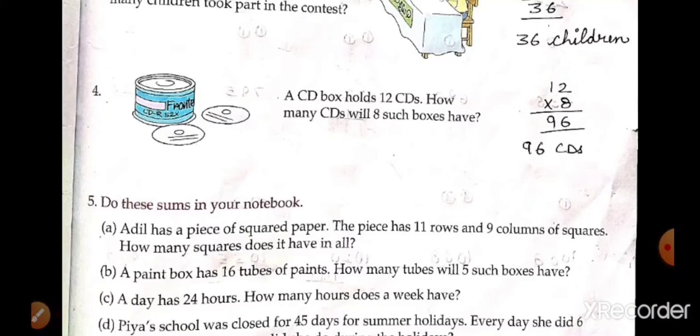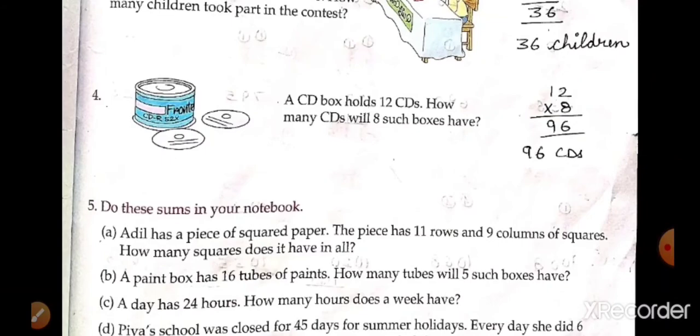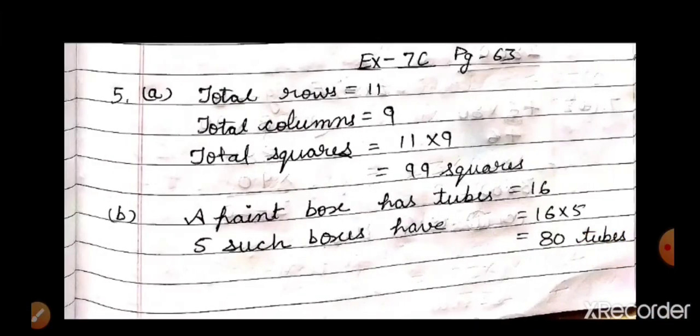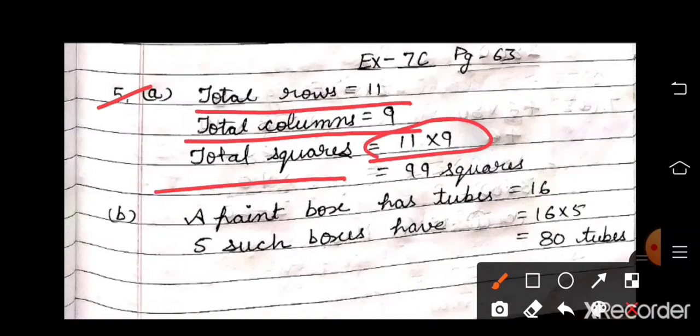Okay. Now the next, do these sums in your notebook. So take out your notebook. First question is, Adil has a piece of squared paper. The piece has 11 rows and 9 columns of squares. How many squares does it have in all? So total rows 11, total columns 9, total squares 11 multiply 9. So the answer will be 99 squares.